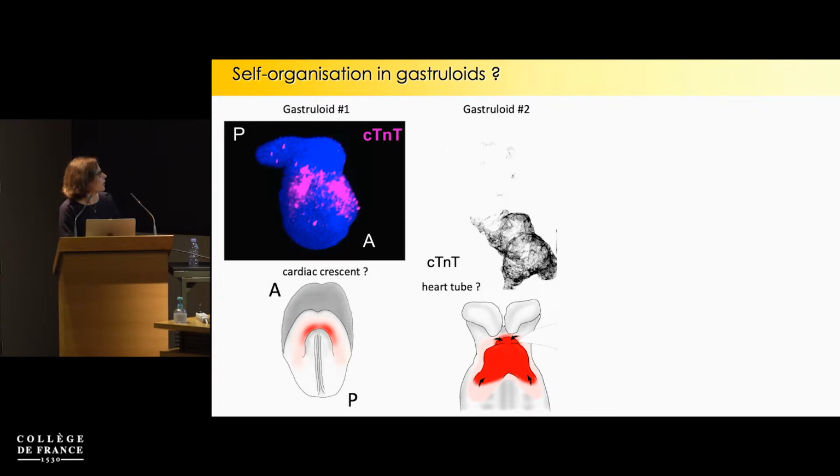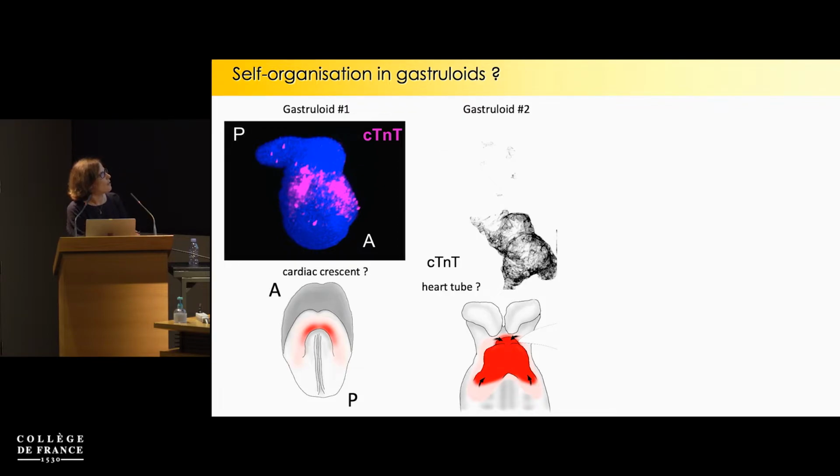in vivo, the cardiac crescent will point towards the anterior of the embryo. But curiously, in this organoid, the cardiac crescent was oriented towards the posterior of the embryo. And for the tube, you can distinguish a very similar shape, but the contrast is not very good. The rest of the gastruloid is here.